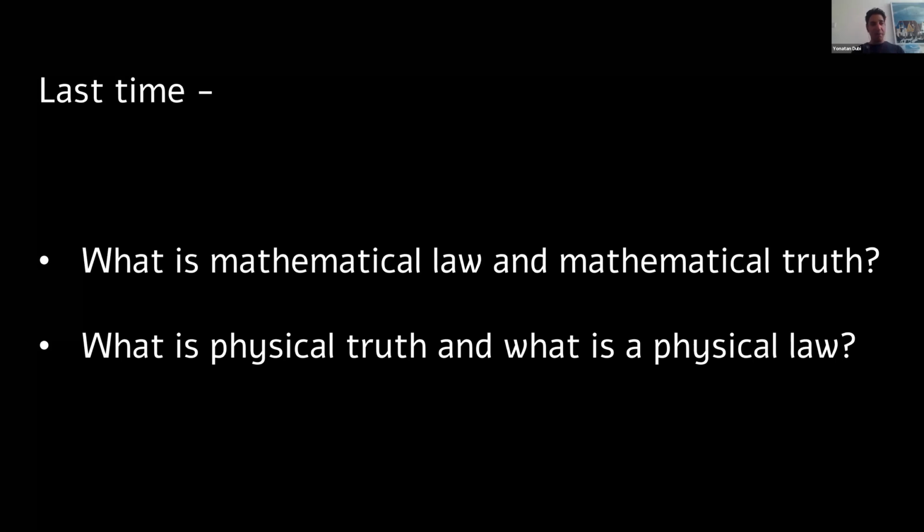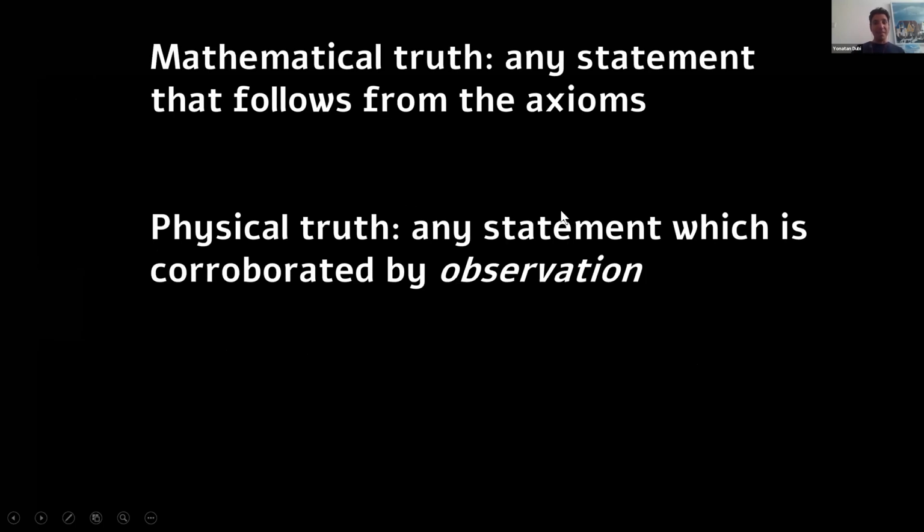So we started last time talking about what is a mathematical law and what is a mathematical truth. And then we started talking about physics, and we talked about what is the physical truth and what is a physical law. And we saw that mathematics and physics are essentially very, very different. Why? Because in mathematics, the truth is any statement that follows from the axioms. You have an axiom, let me remind you, it's a statement which we take to be true without having to prove it, right?